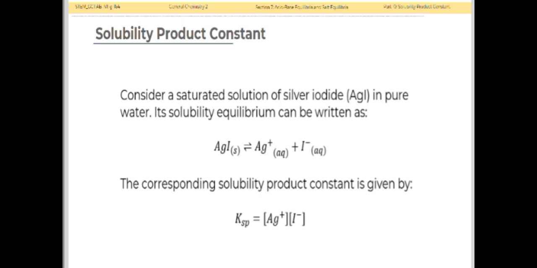Consider a saturated solution of silver iodide in pure water. Its solubility equilibrium can be written as follows. The corresponding solubility product constant is given by Ksp equals the equilibrium concentration of silver ion times the equilibrium concentration of iodide ion.